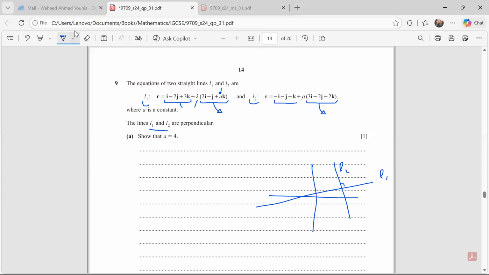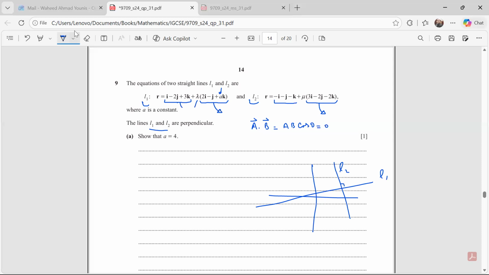And if two vectors are perpendicular, then their dot product is 0. I hope you know that vector A dot B is the magnitude of A times the magnitude of B times the cosine of the angle between them. If the angle between them is 90 degrees, they are perpendicular to each other. Cosine of 90 is 0, and this whole thing becomes 0.